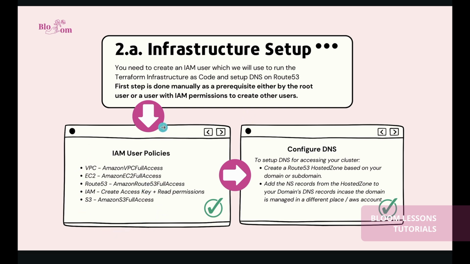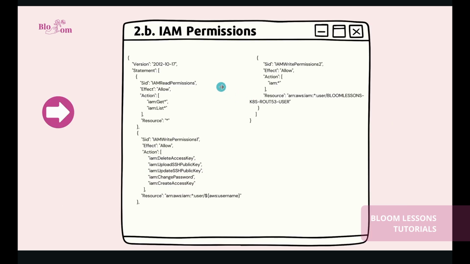So let's just review the policy for IAM. Since the rest of these policies are AWS managed policies, the other policy that we'll create will be the IAM policy that will be a custom inline policy. This is how the policy looks like. We have the read permissions.